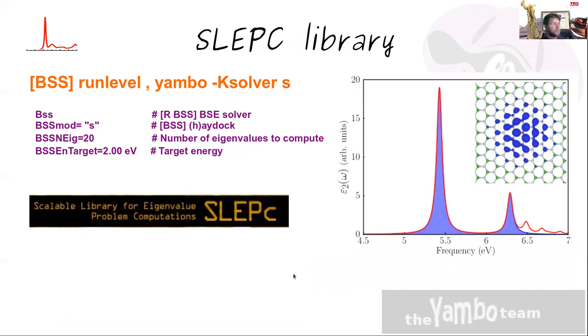And the last solver which is available is this SLEPC solver. So it's a solver which is obtained through the use of the SLEPC library. So this time you set -k solver S. So you see BSS mode is equal S. And the key input variable for this solver is that you can define the number of eigenvectors and eigenvalues you want to compute. And eventually, you can decide that you want these 20, in this case, around a given energy. So the code will look for the 20 closest eigenvalues to this energy.